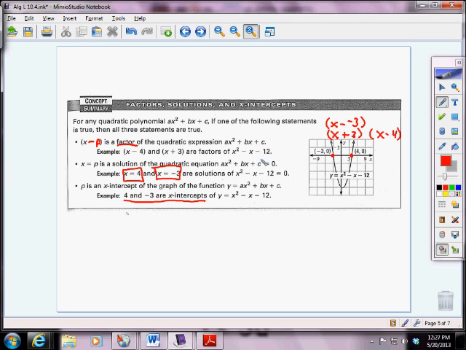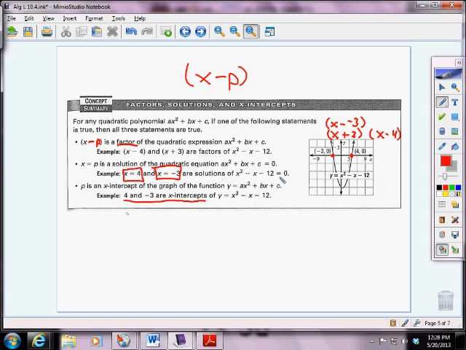Where it hits the x-axis, or where the solutions are, we can use that to write our factors. We use this x minus p. We say p, but it's really whatever the solution is, like I did here. If it's a negative 3, we plug negative 3 in. If it's a 4, we plug 4 in. So factors, solutions, x-intercepts, they're all basically meaning the same thing. You just use whatever part you need to.